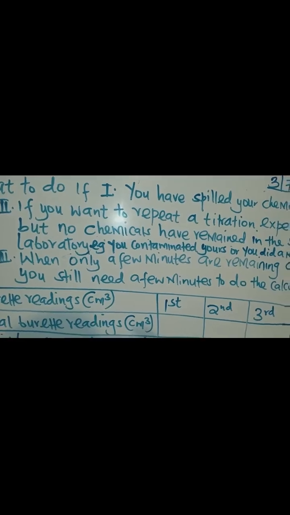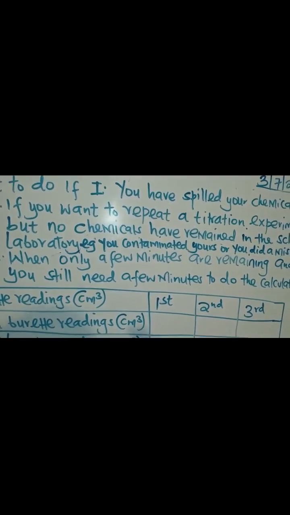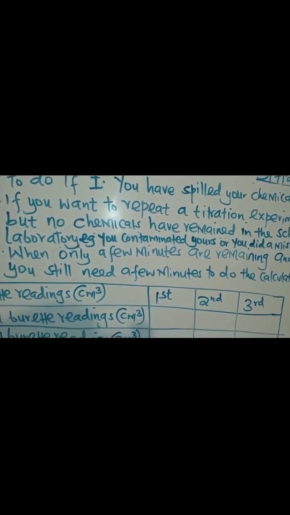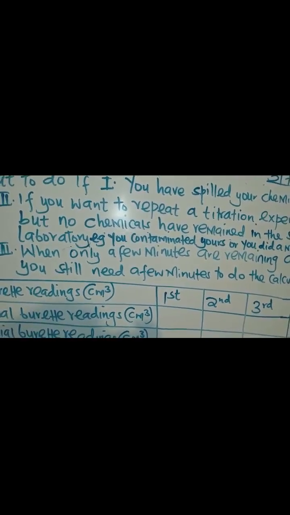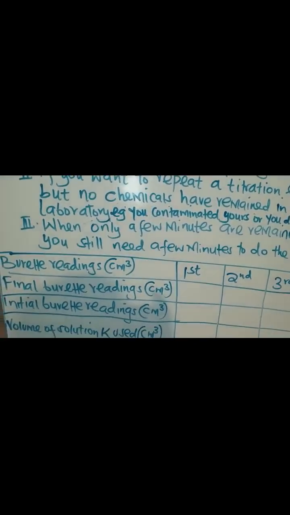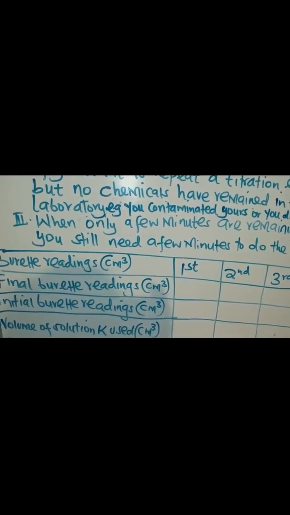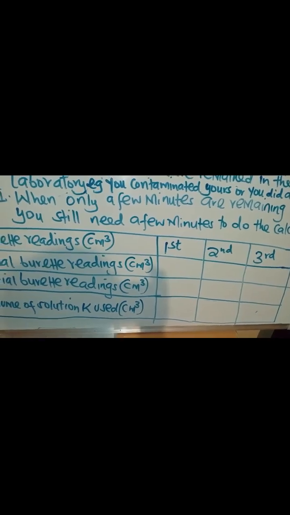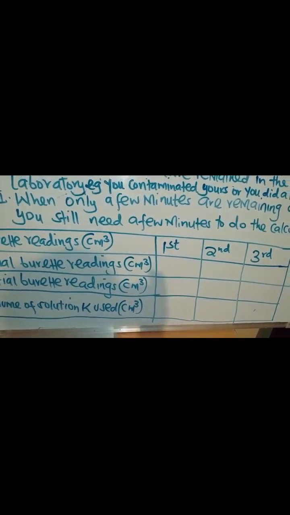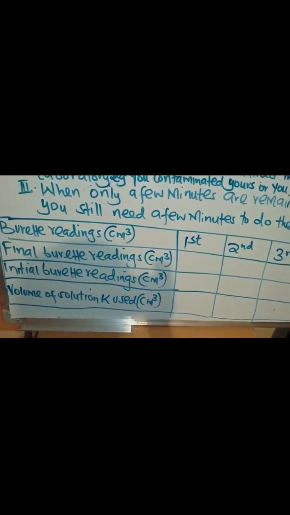Number 3, when only a few minutes are remaining and the student still needs a few more minutes to do the calculations thereafter. Because it's not only the table that will be needed during a titration experiment. There are also calculations that come after that. But this student has an empty table, or has only filled one part of the table, and still has other columns to fill. So what is the student supposed to do?